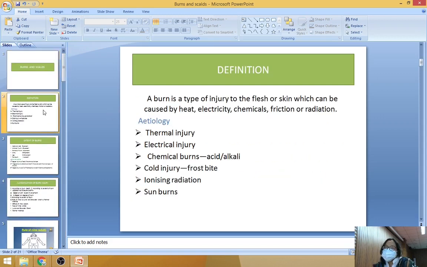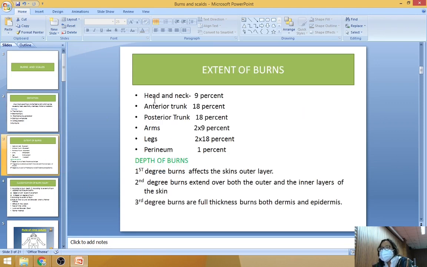So we have discussed what a burn is. Definition: a burn is a type of injury to the flesh or skin which can be caused by heat, electricity, chemical, friction or radiation. Etiology: thermal injury, electrical injury, chemical burns, cold injury, ionizing radiation, and sunburn. Then extent of burn: this is head and neck, rule of 9. Depth of burn, the degree of burn.